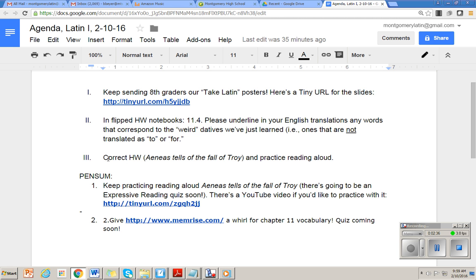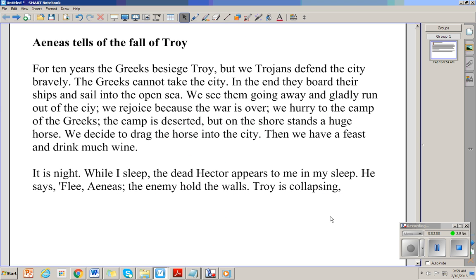And last but not least, we corrected your homework. Your homework from last class was to write an English translation of Aeneas' Tales of the Fall of Troy. So we did that, and we also practiced reading it aloud. We paid careful attention to reading aloud. So anyway, here is the English translation of what we went over today. So you can pause the video and make sure your translation matches.